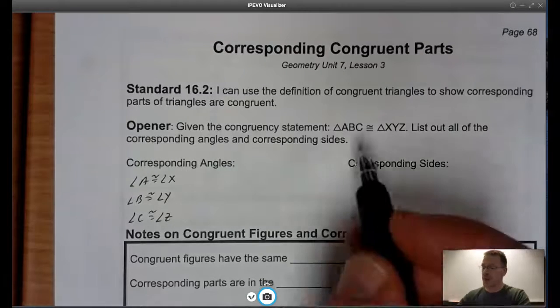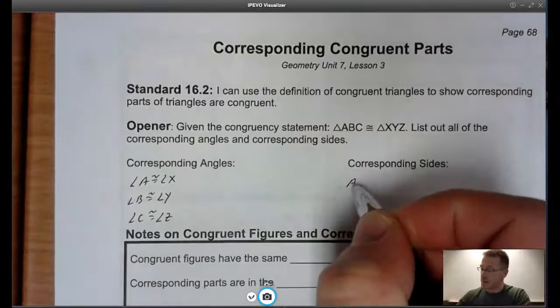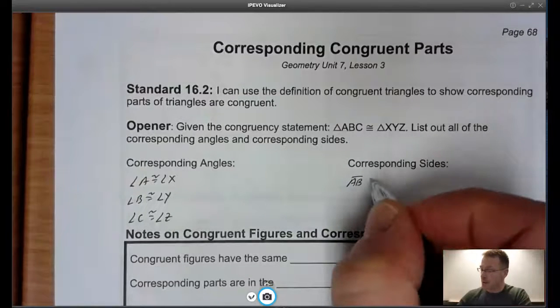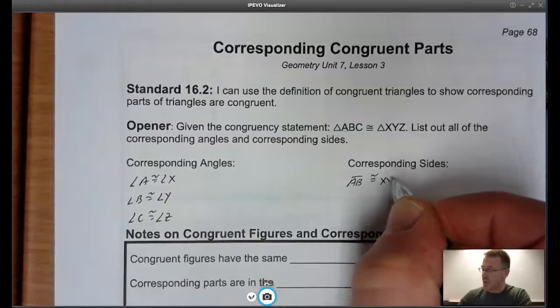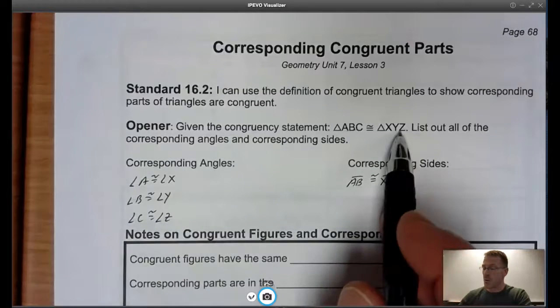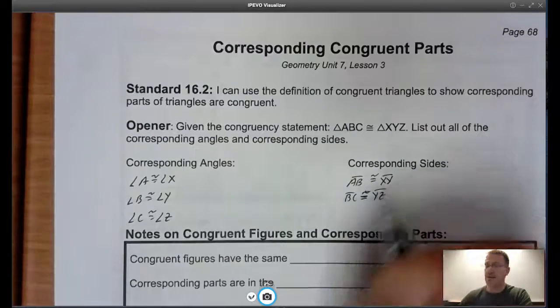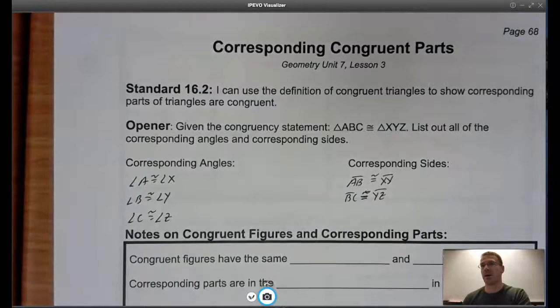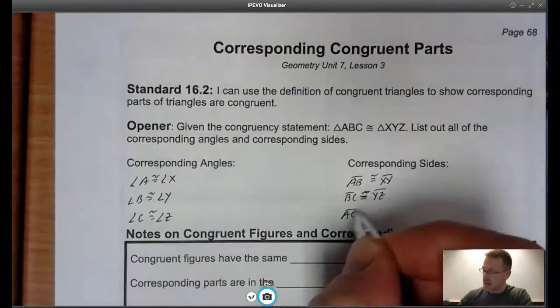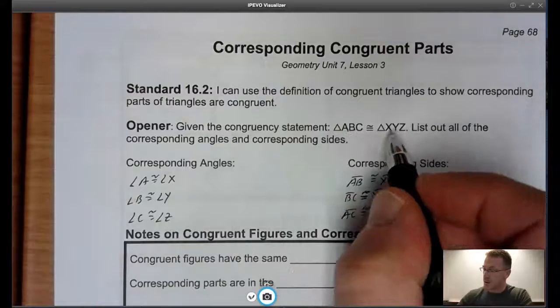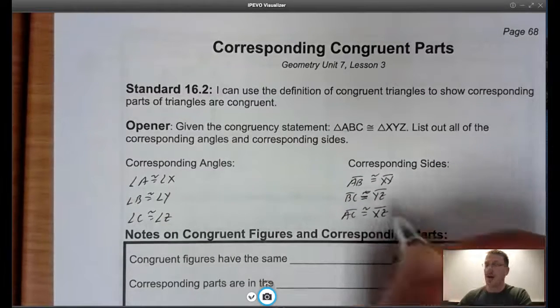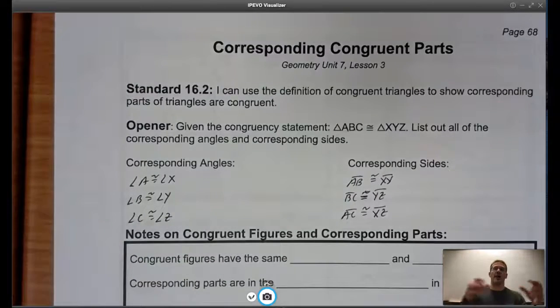Same thing for sides. AB corresponds to XY, so that means AB has to be congruent to XY. And then BC corresponds to YZ, so BC is congruent to YZ, if I get my symbols there correctly. And then AC is going to be congruent to XZ. So the idea that we're going to focus on is that once we show that triangles are congruent, we then know that all their parts are congruent.